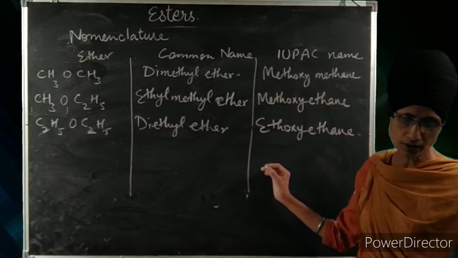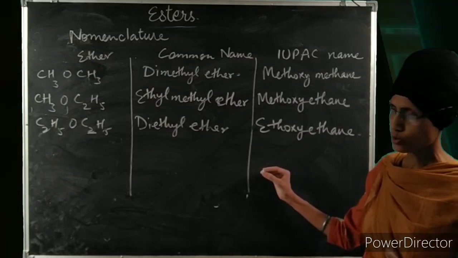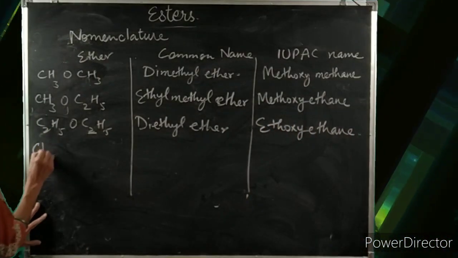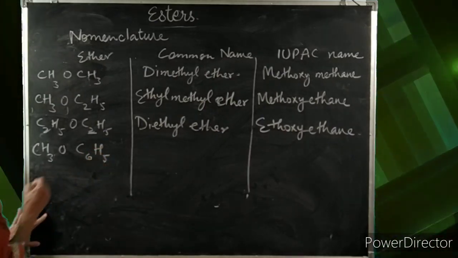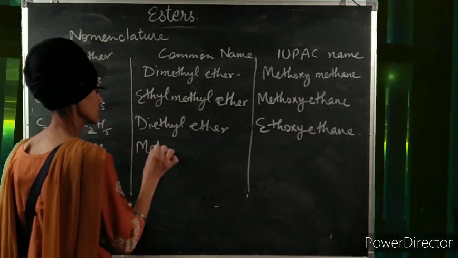These are the simple ones. Now we will take one aromatic ring and another aliphatic chain. Say methyl on one side and phenyl on the other side. According to the common name it will be methyl phenyl ether.